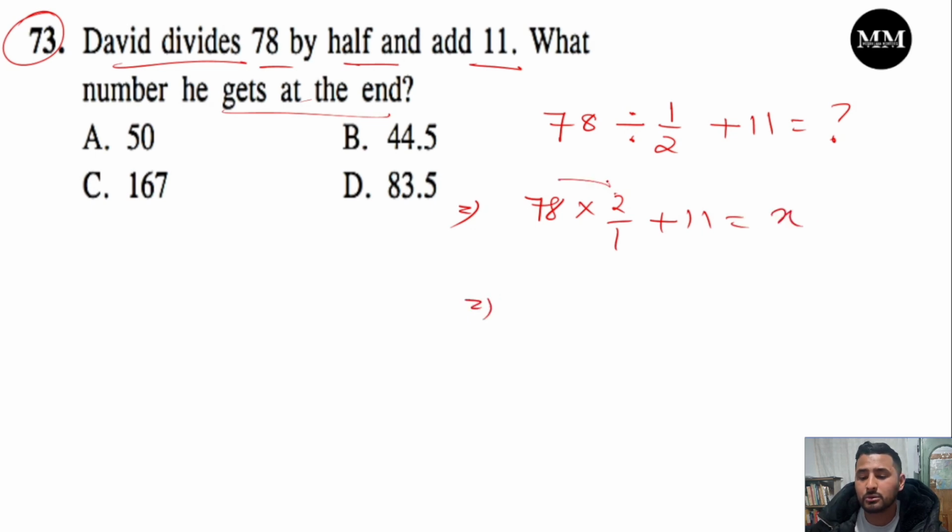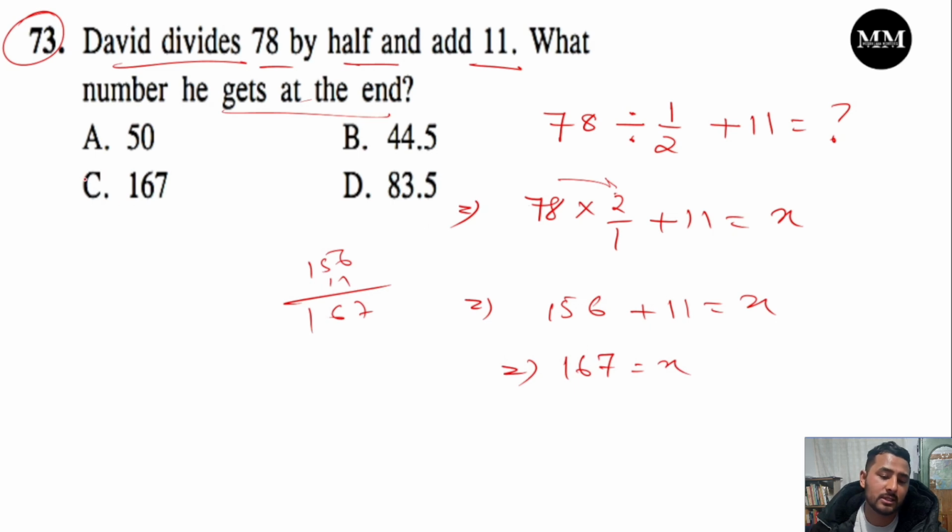Now 78 into 2 will be how much? 2 into 8 is 16, carry 1. 2 into 7 is 14, plus 1 is 15. So 156 plus 11 equal to x. Adding this, 6 plus 1 is 7, 5 plus 1 is 6, 1, you get 167 equal to x. So David gets 167. Option C will be the answer for 73.